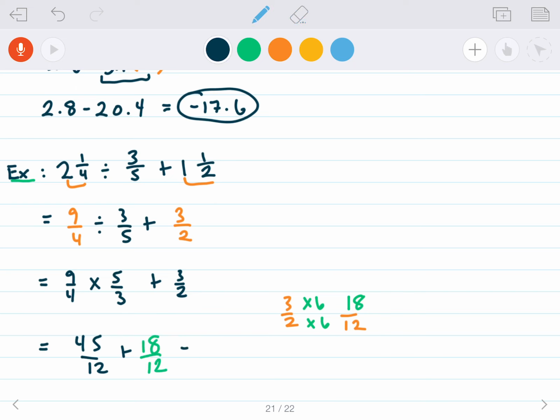And then adding these guys, 45 plus 18 is going to give me 63/12. And I know from this step it can be simplified because I know the 3 and the 9 have common divisors. So 63, let's see, can be divided by 3, and so can 12. So if I do that, 63 divided by 3 is 21. And 12 divided by 3 is 4. So that's my answer right there, 21/4.